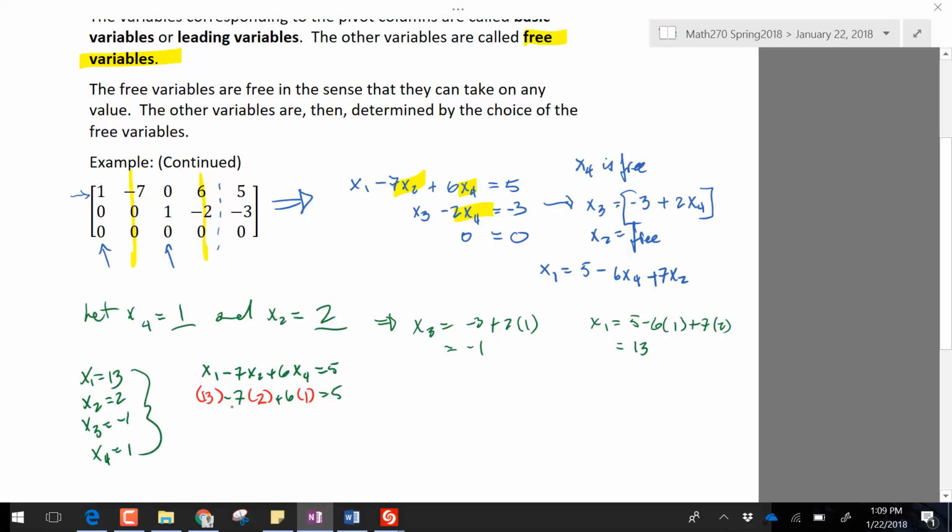So we have 13 minus 14 plus 6. This is 5, right? Is it? I'm not getting 5 in my head. Yeah, it's 5. Okay.